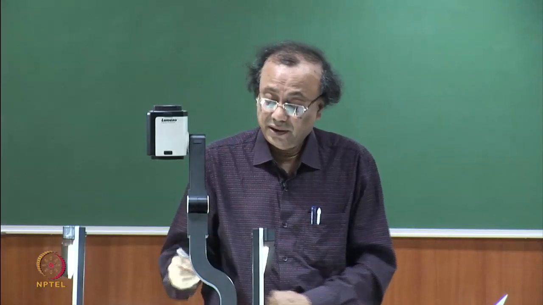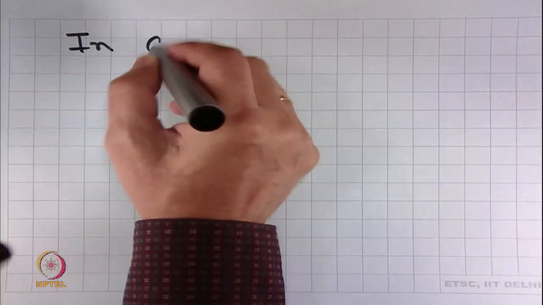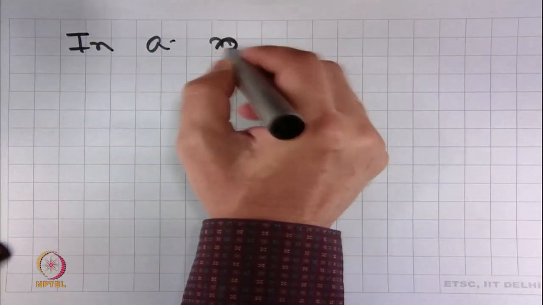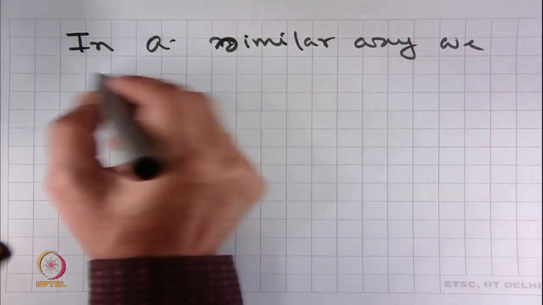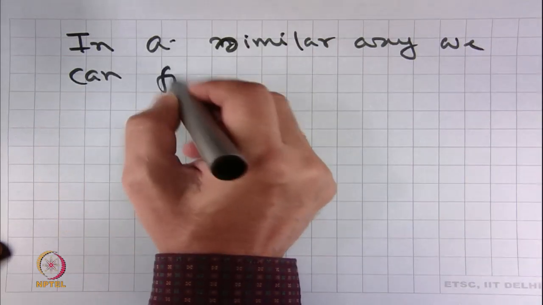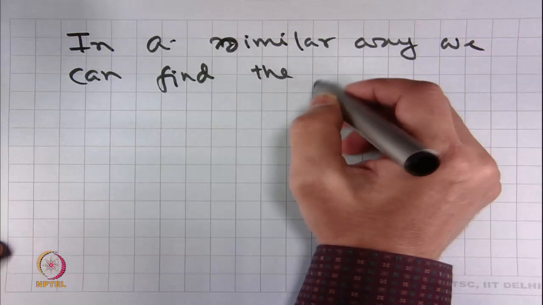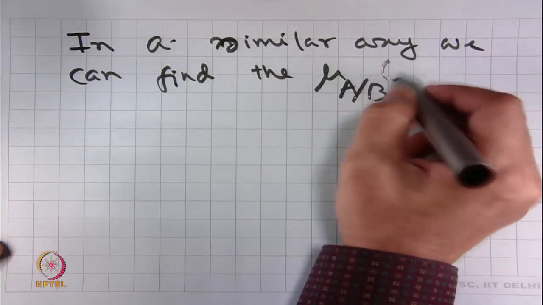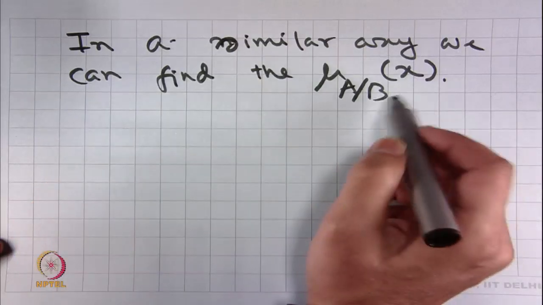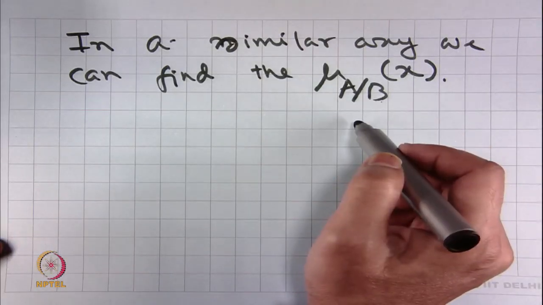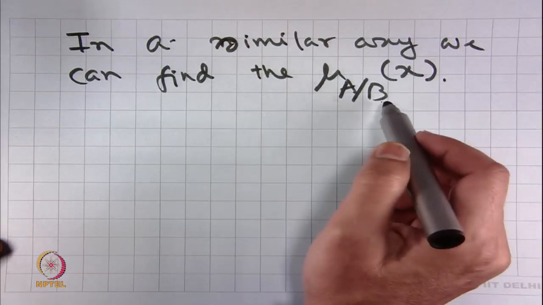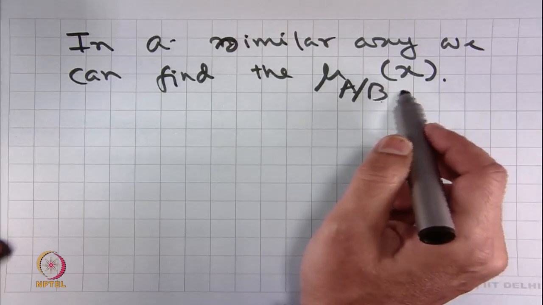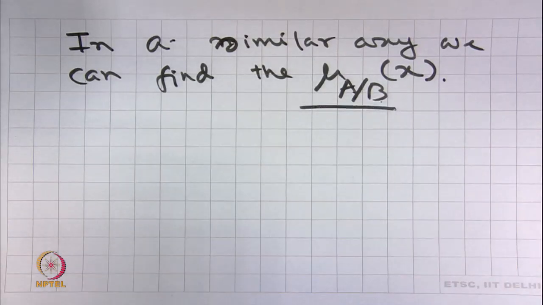In a similar way, we can find the mu a by b x, which is the fuzzy number a by b when b does not contain 0 in it, and compute the membership functions for different x belonging to the fuzzy number a by b.